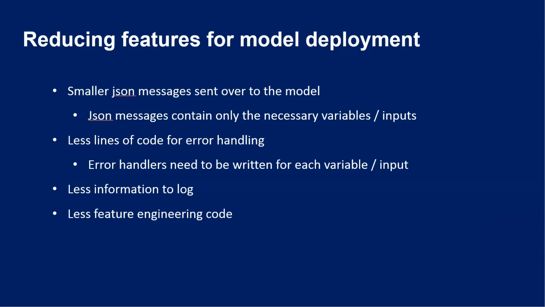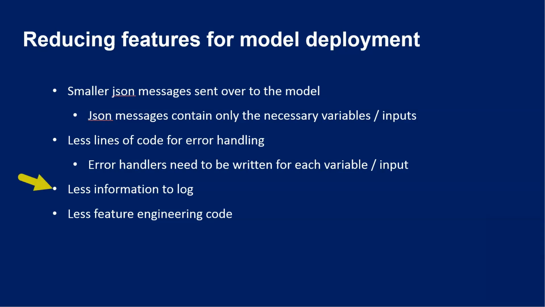Let's go back to why it is important to deploy models using the least amount of features possible. As I said, we will need to build smaller JSON messages to be sent to and from the model to our other business systems. These JSON messages contain the variables that we need to input into our model, and then they will take the predictions out onto our systems. We also need to write fewer lines of code for error handling. For example, lines to handle previously unseen values, as we were discussing in the previous lecture. Typically, we write error handlers for each and every variable we send into our model.